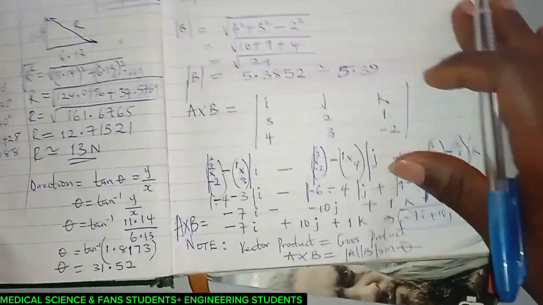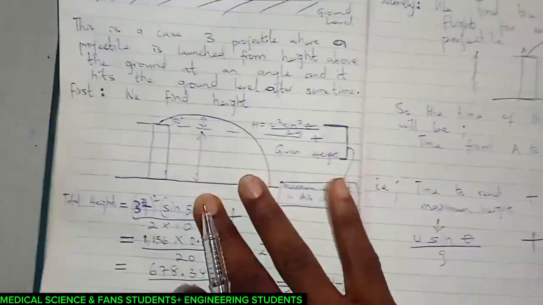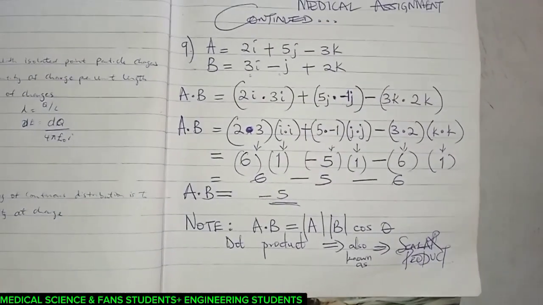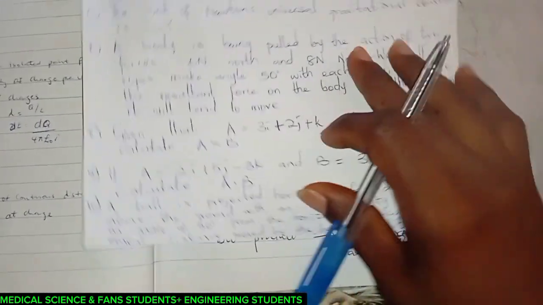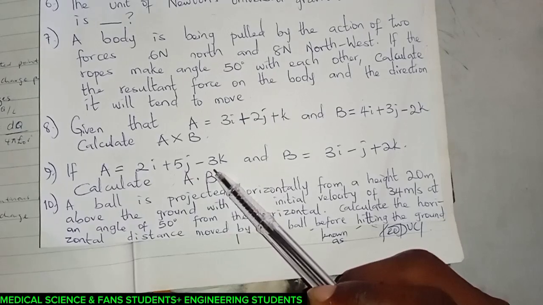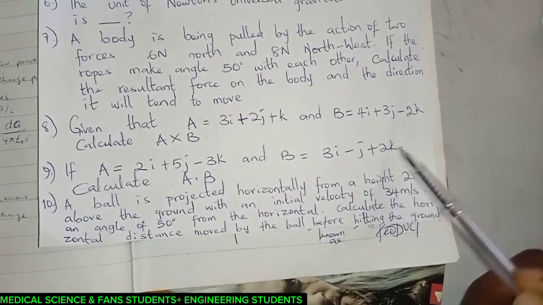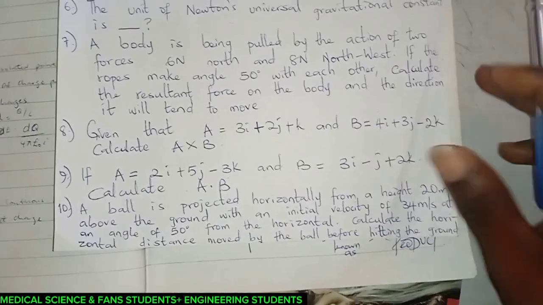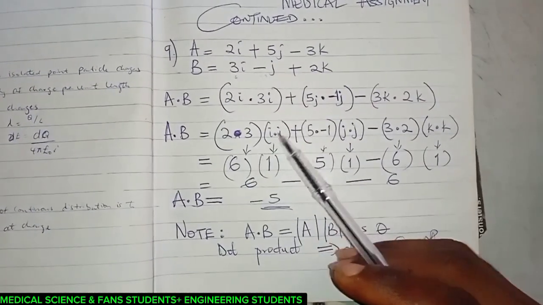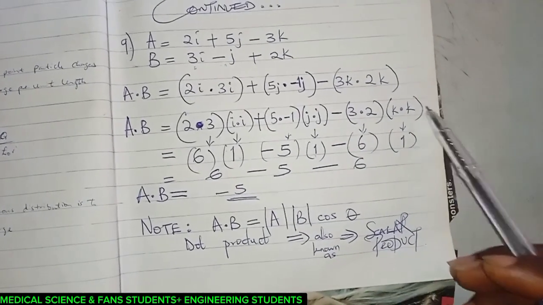Now for dot product. For dot product, which is number 9, they told us if A equals 2I plus 5J minus 3K and B equals 3I minus J plus 2K, calculate A dot B. So we've already done it, and we know that dot product I dot I is 1, J dot J is 1, K dot K is 1.